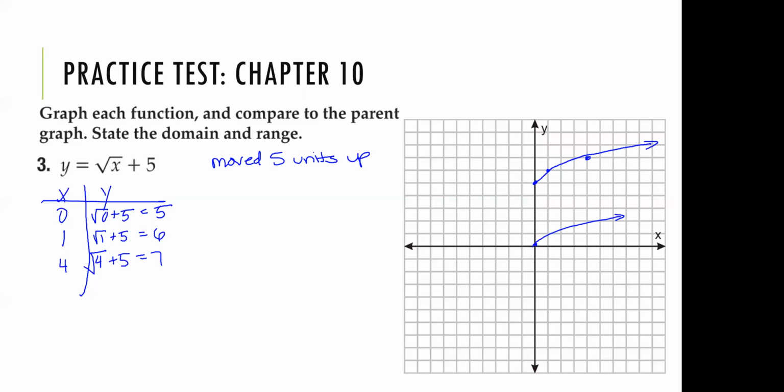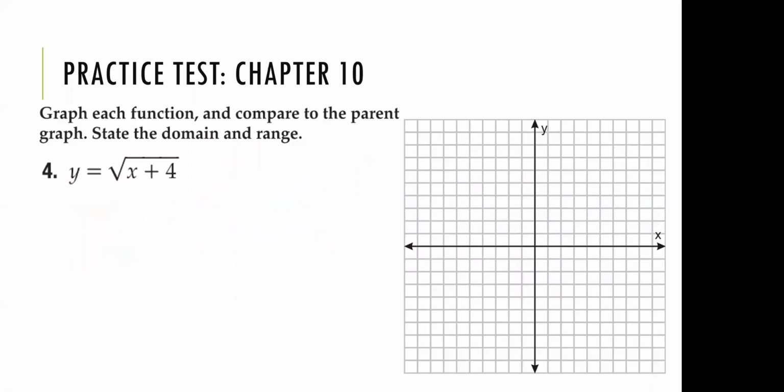And then it says to state the domain and the range. So the domain, remember, are the x values. So x is at 0, right? We're still starting here. When x is 0, we go up, right? So when x is greater than or equal to 0, and then for the range, those are the y values. So when x is 0, y is 5, right? So it can't be anything lower than 5. So y has to be greater than or equal to 5. So that's my domain and my range.